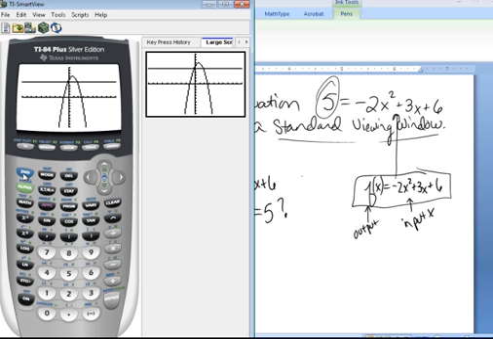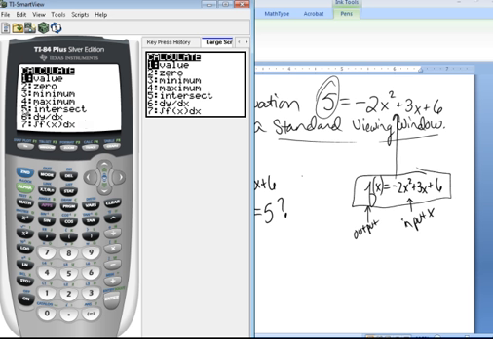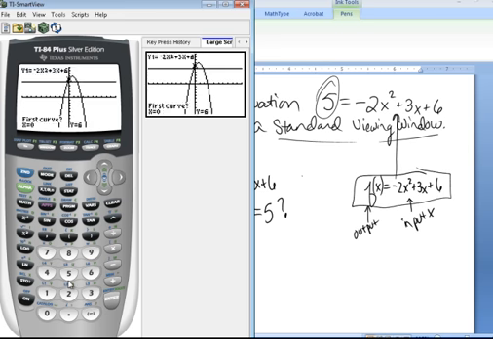We first hit the second button and then hit the trace button in order to access the calculate menu. I want to find where the parabola intersects the line y equals 5, so I select option 5, intersect. The calculator walks me through a series of questions. It asks me, is this the first curve that you want to intersect with? You notice that my cursor is sitting on the parabola right now. I can tell that because up in the left-hand corner it says y1 equals negative 2x squared plus 3x plus 6. That's where my cursor is sitting, on the first curve.